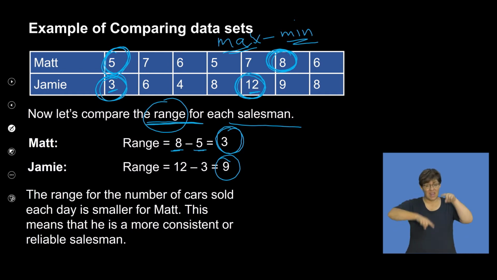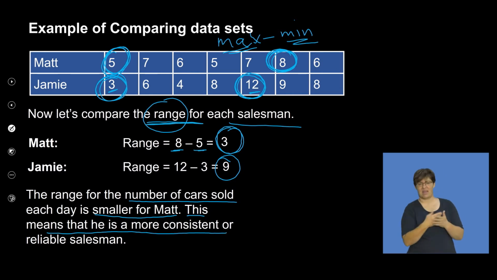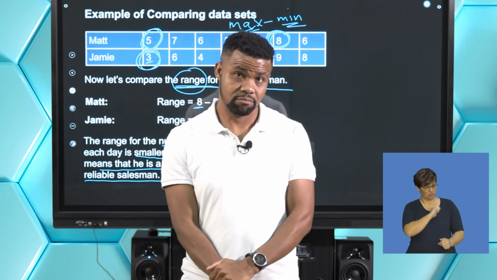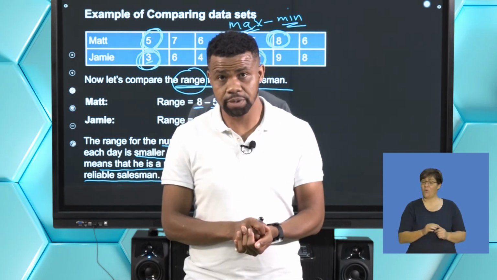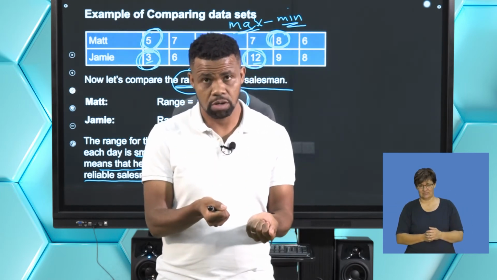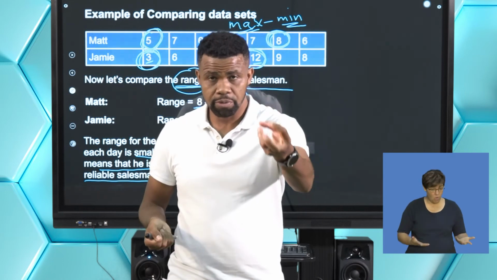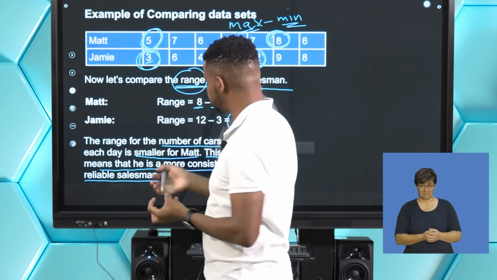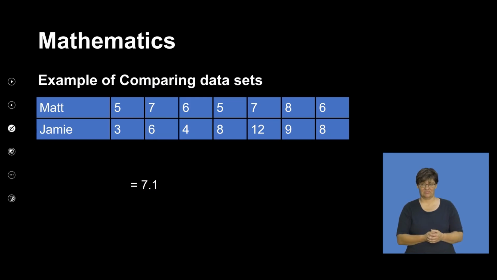So the range of the number of cars sold each day is smaller for Matt. This means that he is a more consistent or reliable salesman. He's a reliable salesman. That's what we conclude by using the range. So are you going to go with the range or the mean? So this is what we have.